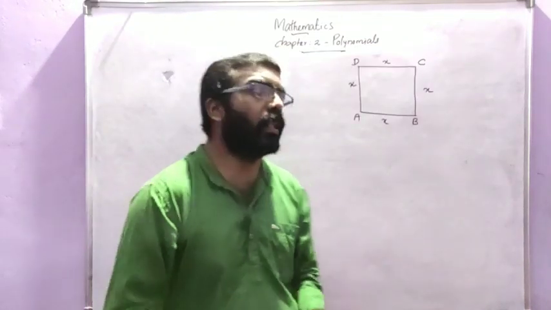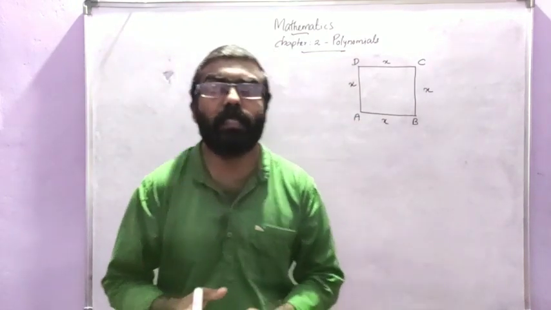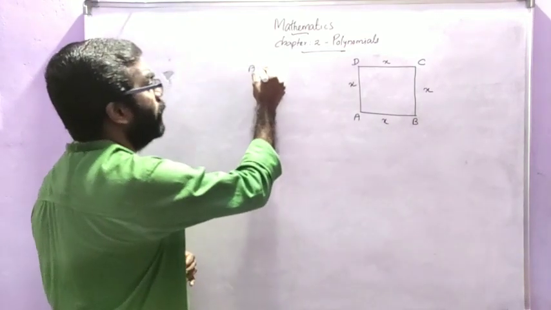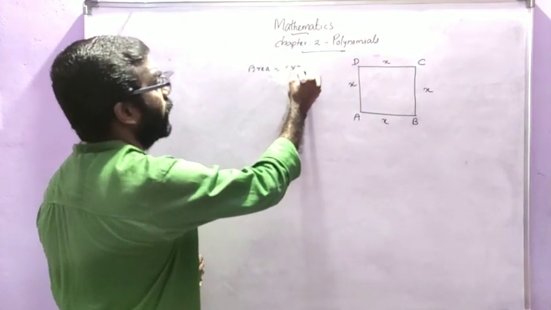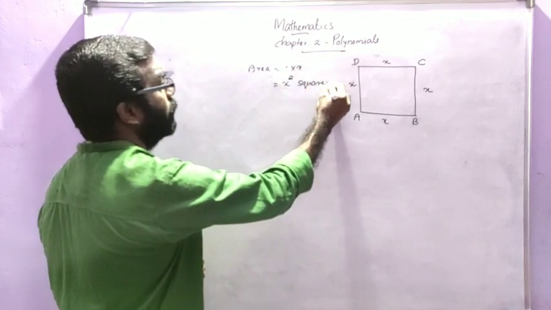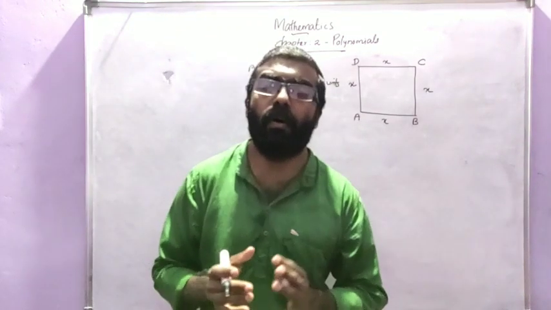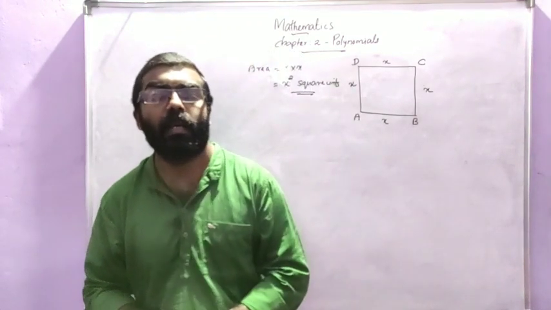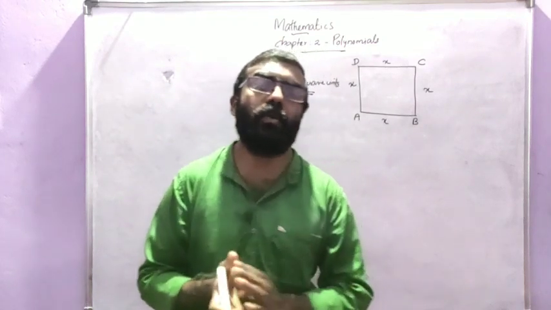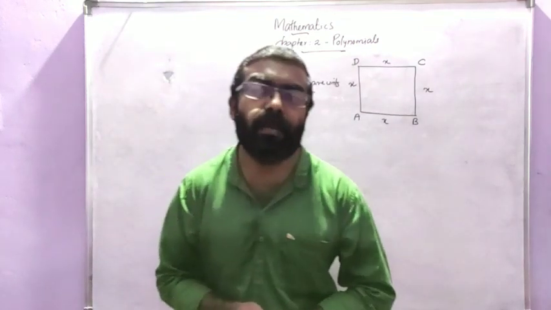Can you find the area of the square ABCD? Here the side of the square is x units. So the area will be x into x, that is x square units. We know area of square is side into side. So here the side is x, so x into x will be equal to x square. So x square units. Now x square is an algebraic expression.